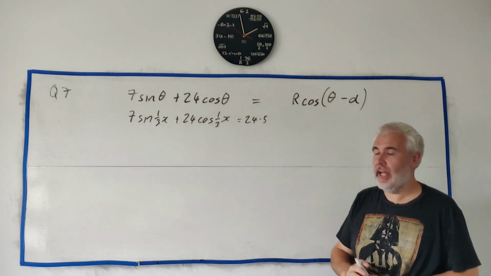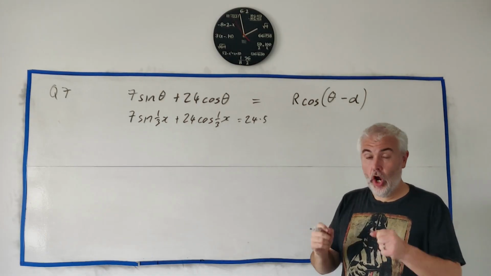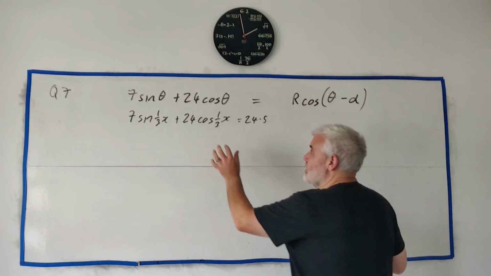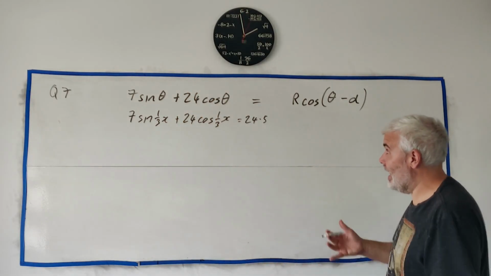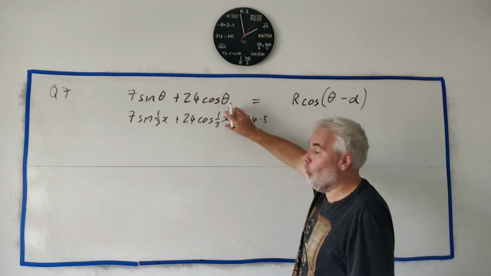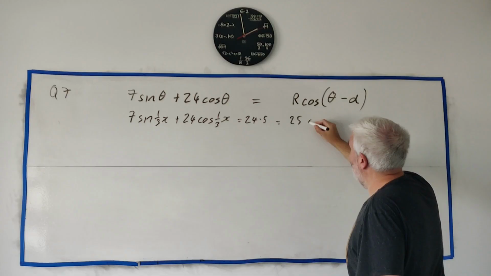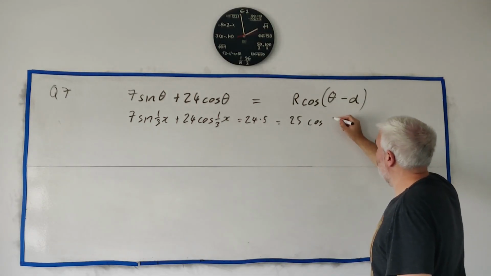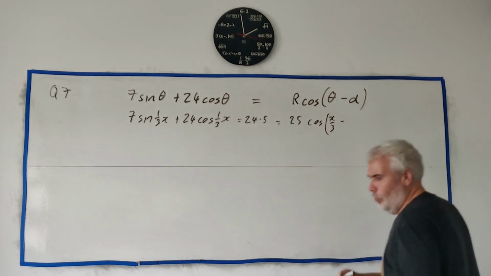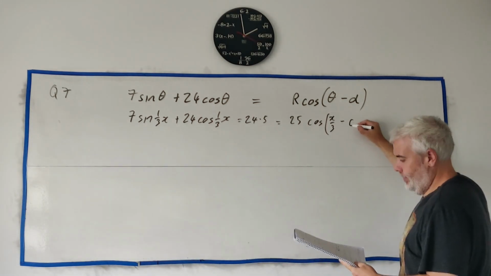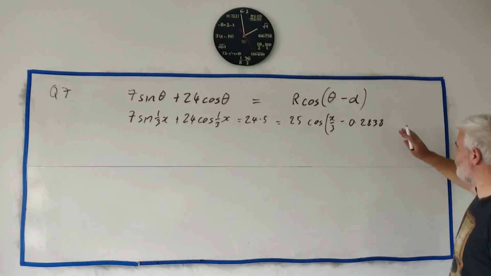Okay, in part B, they ask us to solve this equation. They say hence solve this equation. I'm really hoping you all notice that this looks very similar to up here. It's identical if you just replace theta with x over 3. That means this side, which we now know is 25 cosine theta, replace theta with x over 3, minus, and what was the number we had there? 0.2838.